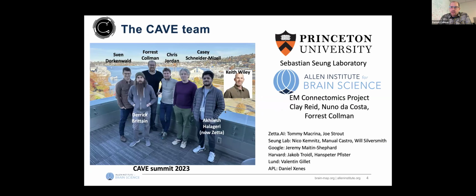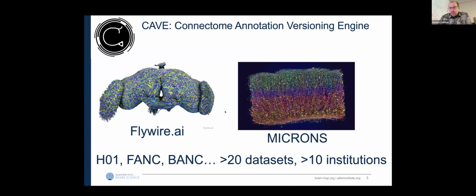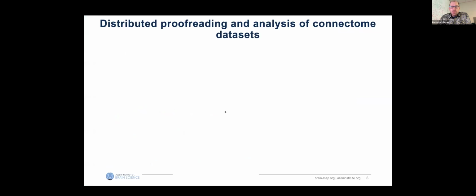So first, CAVE. CAVE is a sort of infrastructure for doing large-scale editing of electron microscopy data sets that was developed in collaboration between the Sung Lab and Brain Science. The team here is shown on the left, and we've had a number of contributions from other organizations as well. This is the infrastructure that backs many of the large-scale electron microscopy reconstruction projects, maybe most notably Flywire and Microns, but also HO1, Fancy, Bank, if you know what those things are. There are now over 20 data sets from more than 10 institutions which are utilizing this infrastructure.